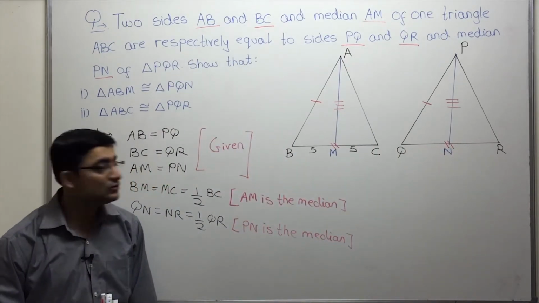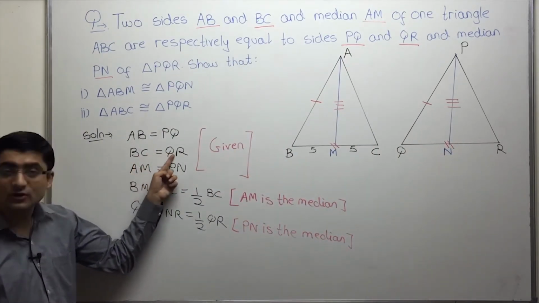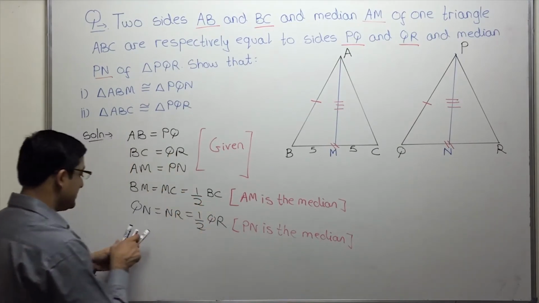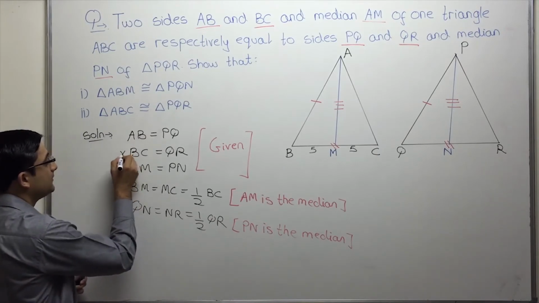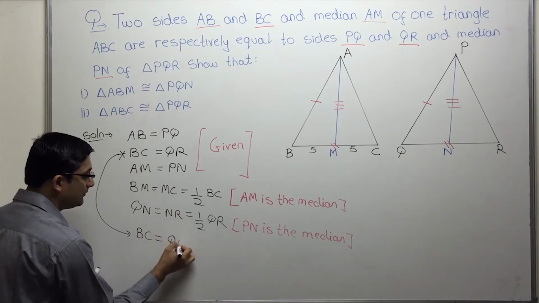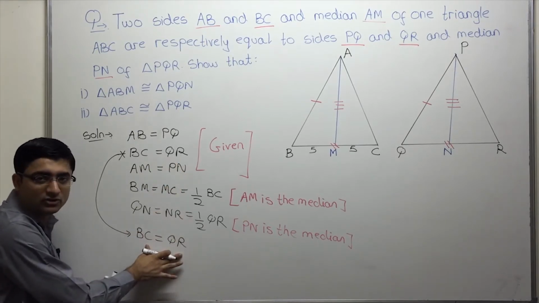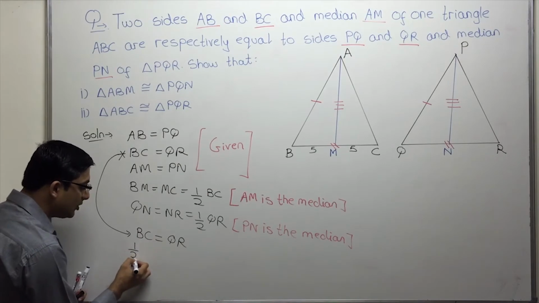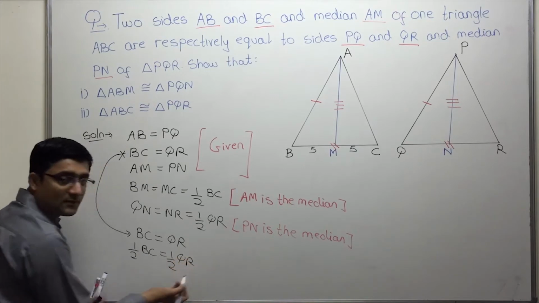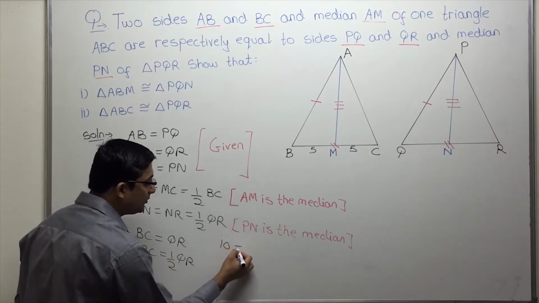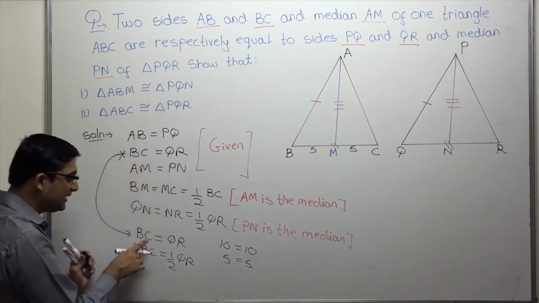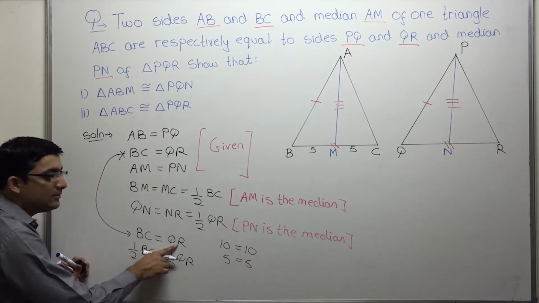Now, a very important conclusion over here. We know that BC is equal to QR. That means half of BC will also be equal to half of QR. I'll copy this statement once again over here. We know that BC is equal to QR from here. Now, I can multiply both sides by half. What do we get? Half of BC is also equal to half of QR. Right? Think of this in this way. 10 is equal to 10. So half of 10, that is 5, is equal to half of 10, that is 5. Same thing, if BC is equal to QR, half of BC will be equal to half of QR.